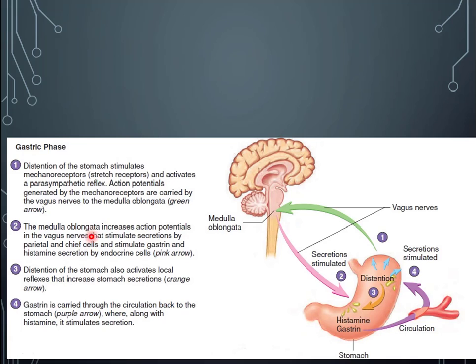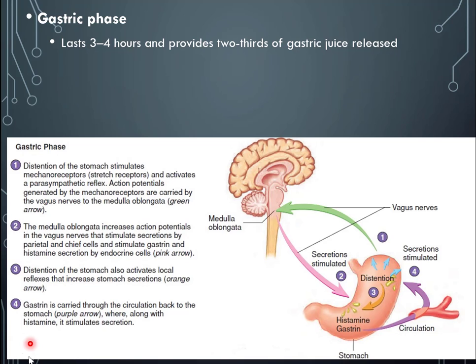In the gastric phase, which is the second phase, this time you already have food. You already swallowed food, you ate food, and so food landed in your stomach. So here, the distension of the stomach, right here. The gastric phase lasts 3 to 4 hours, and provides two-thirds of the gastric juice that is released.